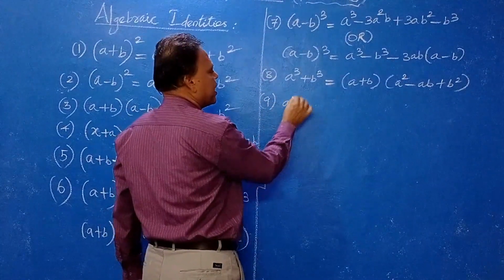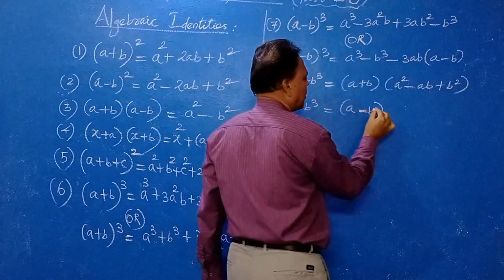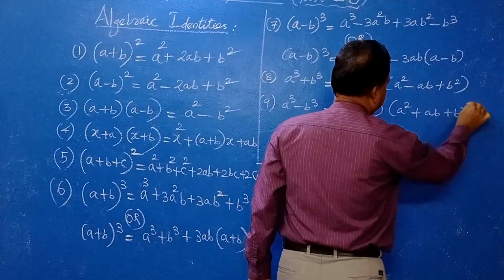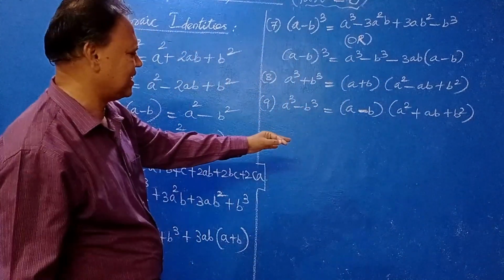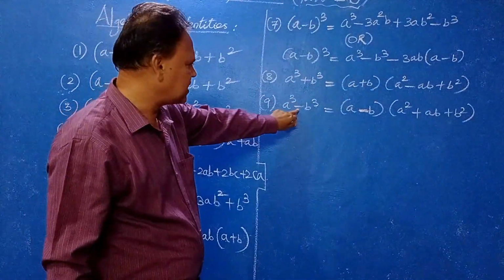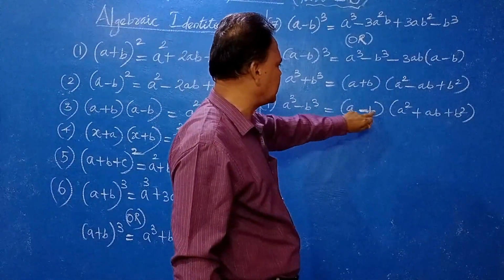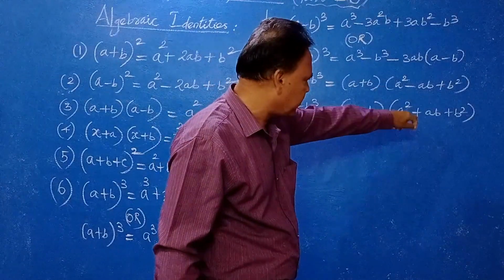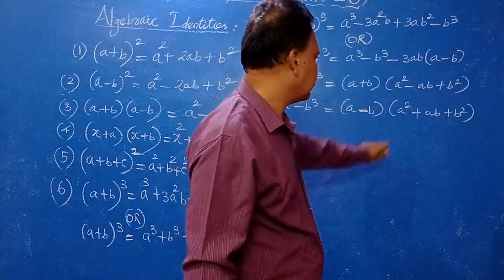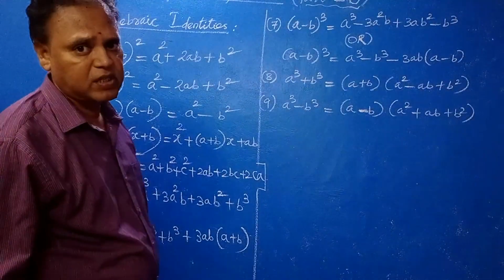In the same way, a cube minus b cube is (a - b) times (a squared plus ab plus b squared). That is the difference. Plus means the middle term sign is minus; minus means the middle term sign is plus. You have two factors. The first factor you write as it is, removing the power. In the second factor, the middle term sign you have to change. This point you have to remember clearly: a squared plus ab plus b squared.